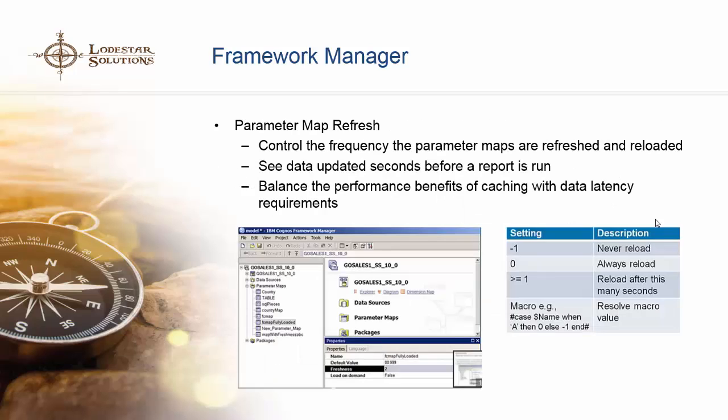There is another feature called parameter map refresh. What this feature does is control the frequency of the refresh rate of parameter maps. So you can control from a never refresh to refreshing every second if needed. If you set it above 1, it tells the BI server to only retrieve the parameter map values if that number of seconds has elapsed since the last run. So another time saver and another efficiency option loaded into Framework.